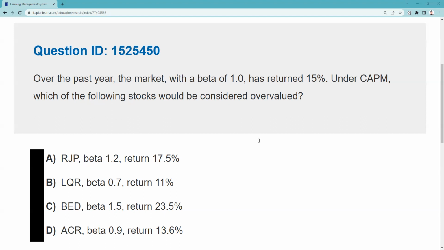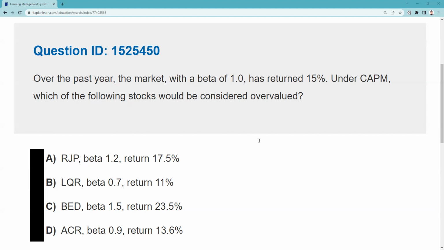All right, here's the question. Over the past year, the market with a beta of 1 has returned 15%. So that's what the market did. A beta is based on the S&P 500. Under the capital asset pricing model, you know, expected returns versus actual returns, required returns, that's what the capital asset pricing model is all about. What they're hoping is that you freak out when you see CAPM. By the way, anytime you get an acronym, I suggest you spell it out. So every time I see this, I'm going to say capital asset pricing model. Which of the following stocks would be considered overvalued?